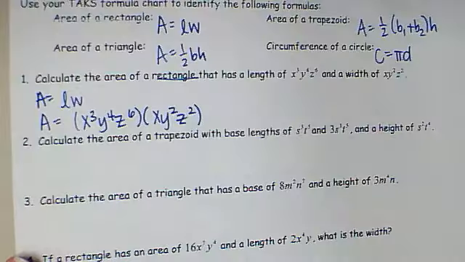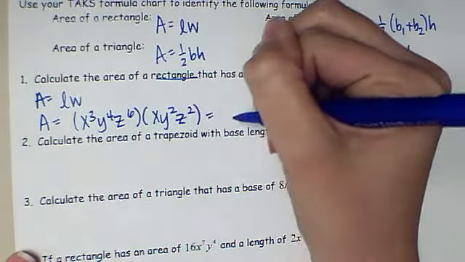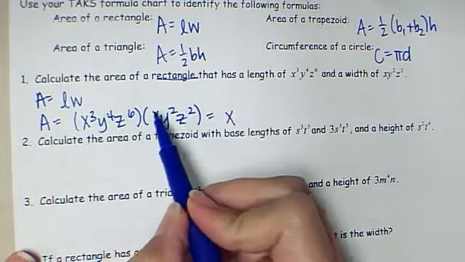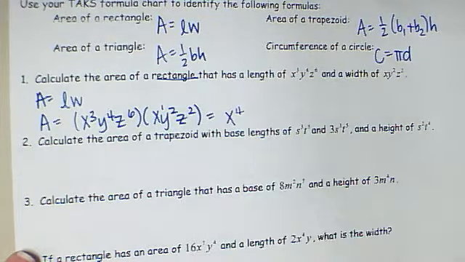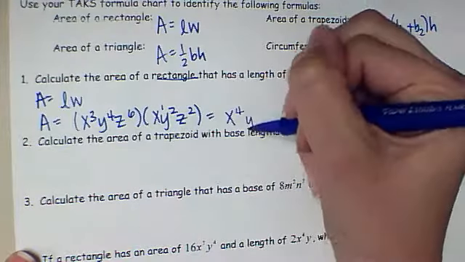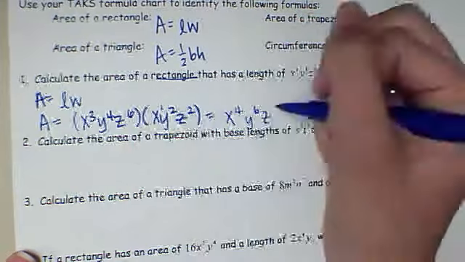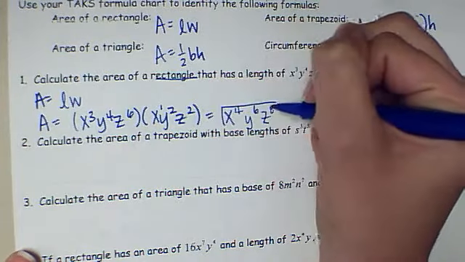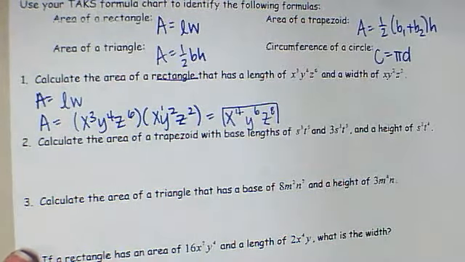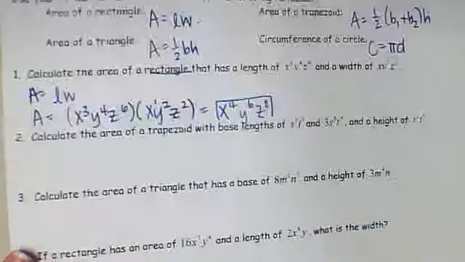And now I have two things that are being multiplied. When I multiply, I add my exponents. So I have x to the 4th, since 3 plus 1 is 4. Y to the 4 plus 2 is 6, and z, 6 plus 2 is 8. So my area is x to the 4th, y to the 6th, z to the 8th. And that's all there is to that. Let's skip down to number 2.